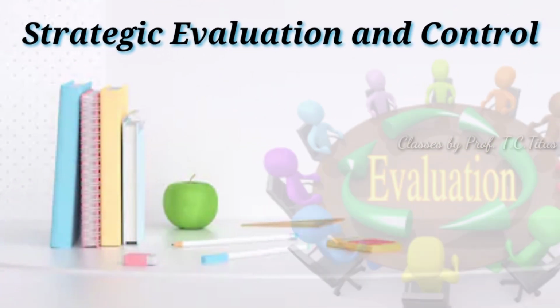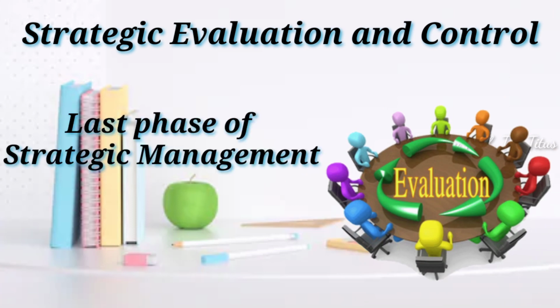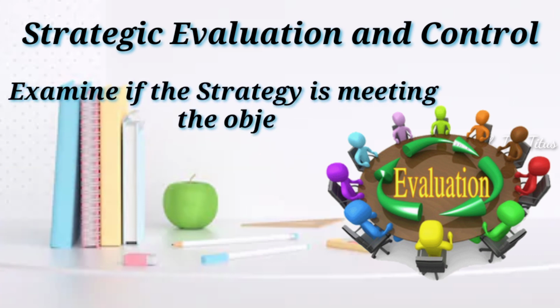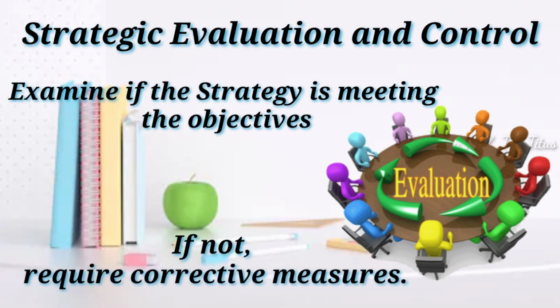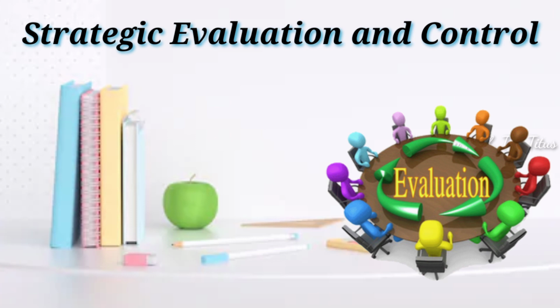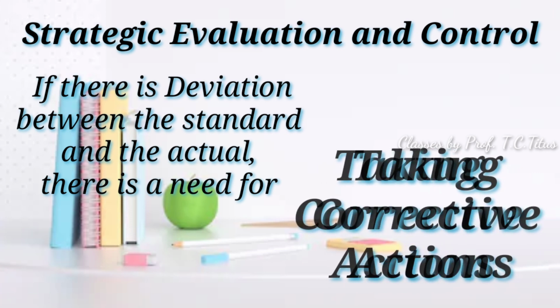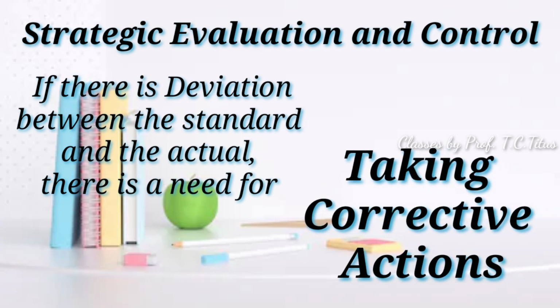Then the next one is strategy evaluation and control. Evaluation and control is the last phase of the strategic management process. The objective is to examine whether the strategy as implemented is meeting its objectives, and if not, to take corrective measures. As you have studied in management control, you know that if there is deviation between the standard and the actual, there is a need for taking corrective measures.